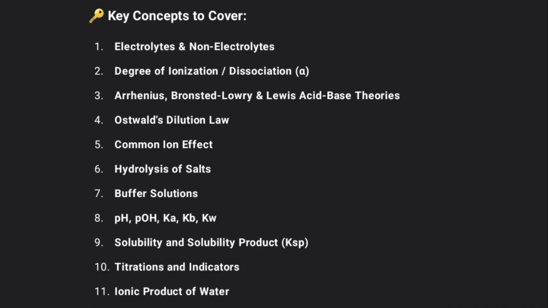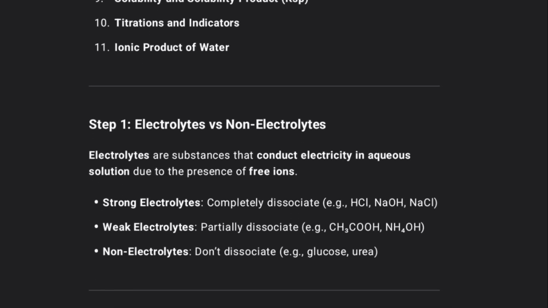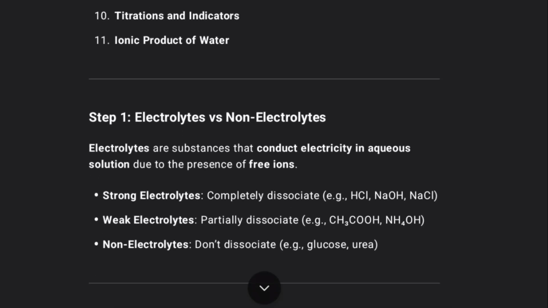Electrolytes versus non-electrolytes. Electrolytes are substances that conduct electricity in aqueous solution due to the presence of free ions. Strong electrolytes completely dissociate, e.g. HCl, NaOH, NaCl. Weak electrolytes partially dissociate, e.g. CH3COOH, NH4OH. Non-electrolytes don't dissociate, e.g. glucose, urea.